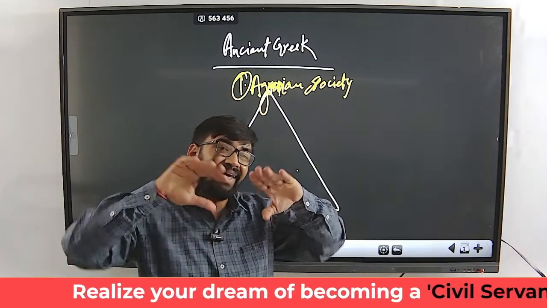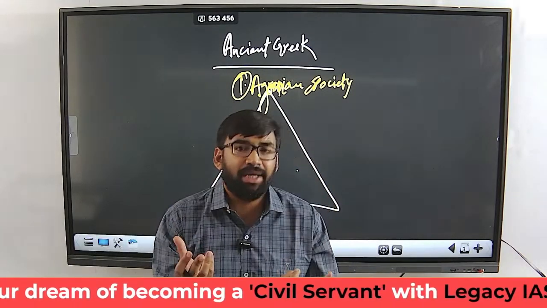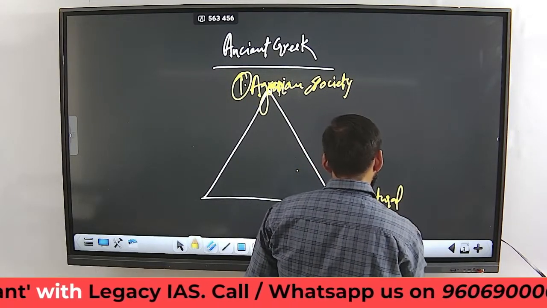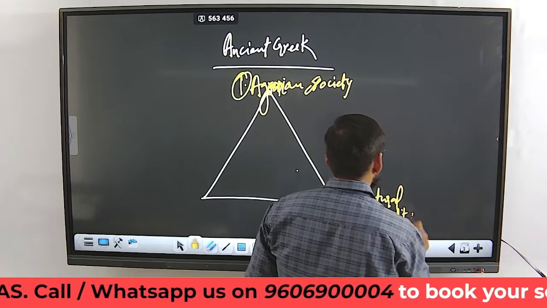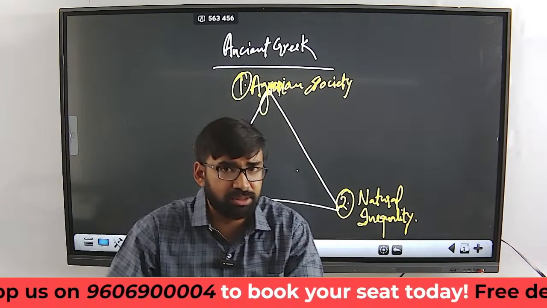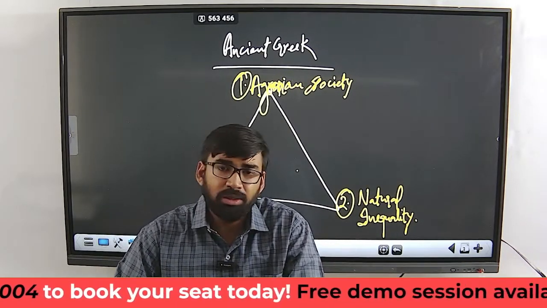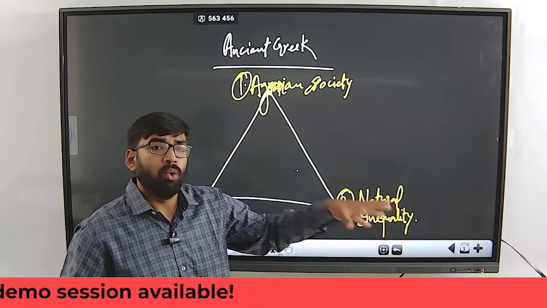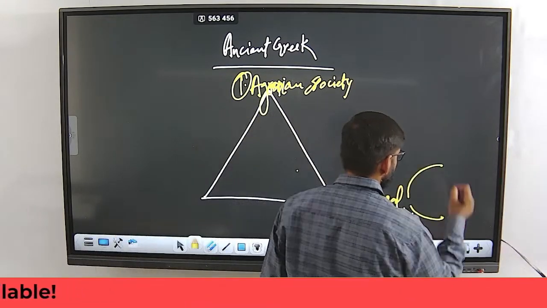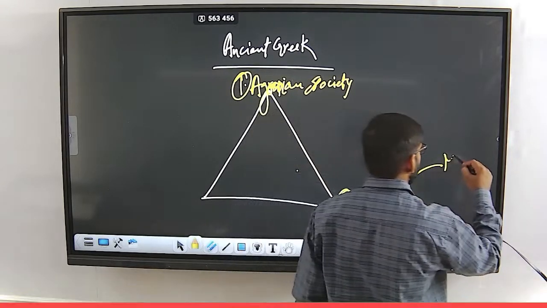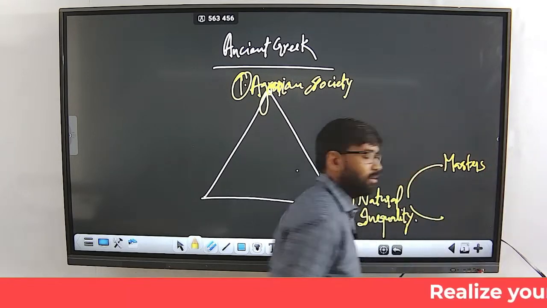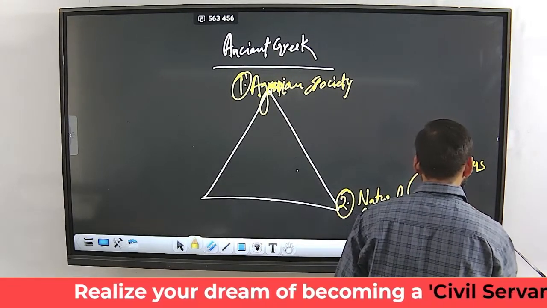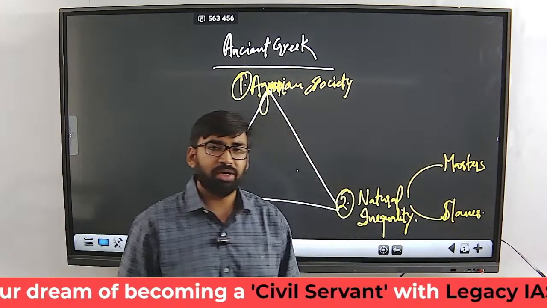Then, the Greeks believed in natural inequality. Natural inequality means that all people are not equal. Some are born to be slaves, some are born to be masters. So the society was divided into two groups. That is the ruling class, they are called masters, meaning aristocracy. Then the other class was slaves. This was the Greek society.